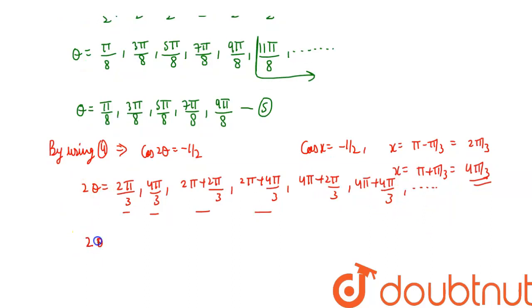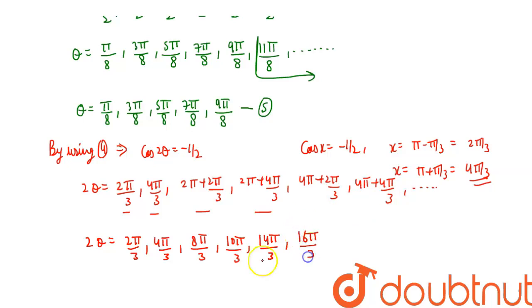So if we solve this we get the value of 2 theta as 2 pi by 3 and 4 pi by 3, like this. If we solve this, 3 twos are 6 plus 2, that is 8 pi by 3. From here we get 6 plus 4, that is 10 pi by 3. From here we get 12 plus 2, that is 14 pi by 3. And from here 4 threes are 12 plus 4, that is 16 pi by 3. And it goes on up to infinity, like this.